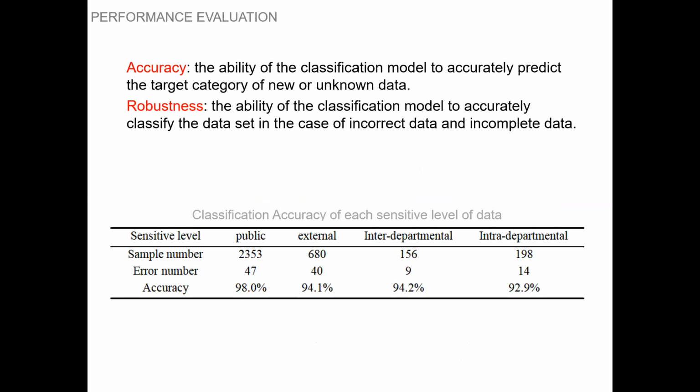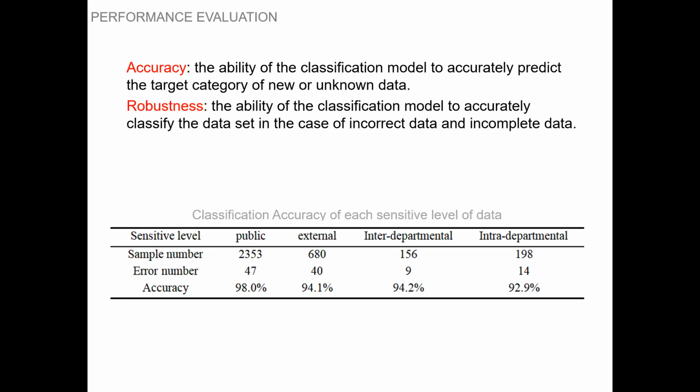Generally, the performance evaluation of decision tree classification models is mainly carried out from the following 2 aspects. Number 1 is accuracy. Accuracy refers to the ability of the decision tree classification model to accurately predict the target category of new or unknown data. The accuracy of prediction is related to the number of samples in the training set, decision attributes, attribute values, and the distribution of samples. Number 2 is robustness.